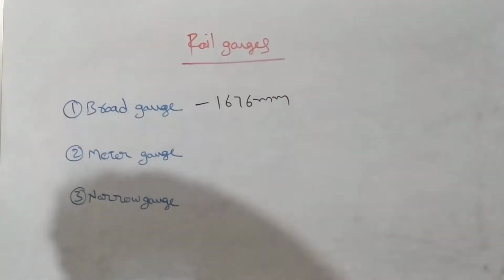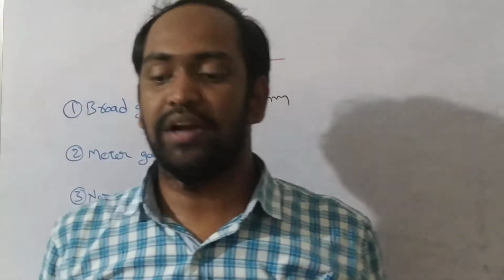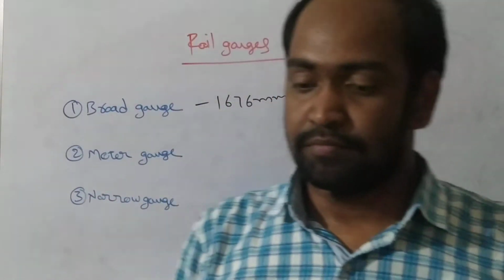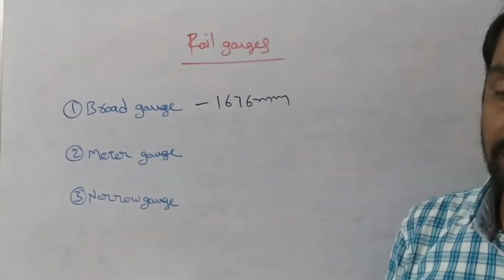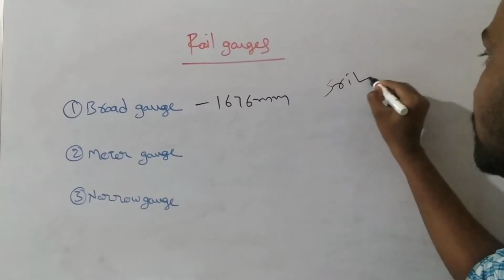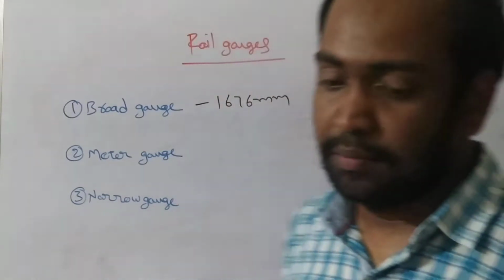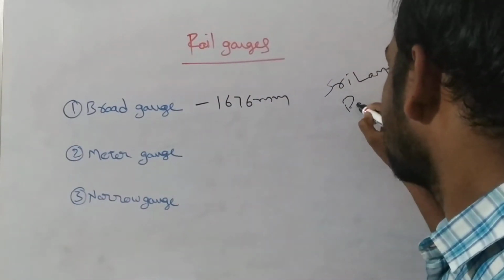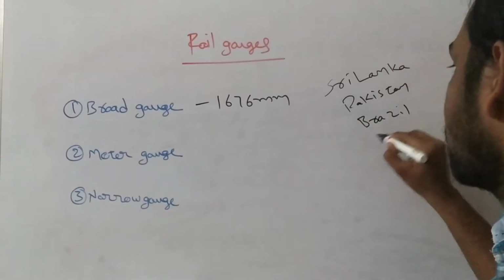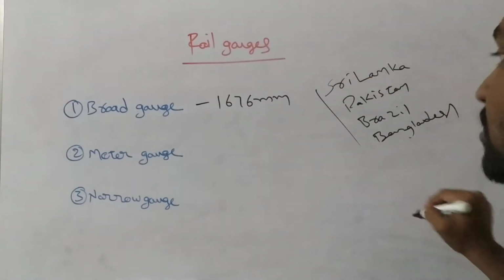The clear horizontal distance between the two inner faces of two parallel rails is called the broad gauge. This gauge is also known as the standard gauge of India, also the broadest gauge of the world. And other countries like India which are using broad gauge are Sri Lanka, Brazil, Bangladesh, Pakistan. So these are some other countries which are using broad gauge along with India.